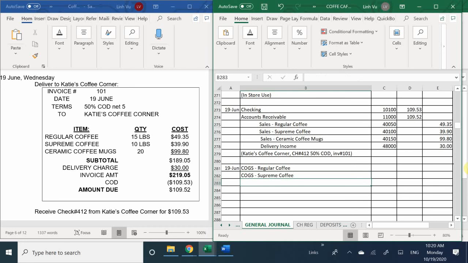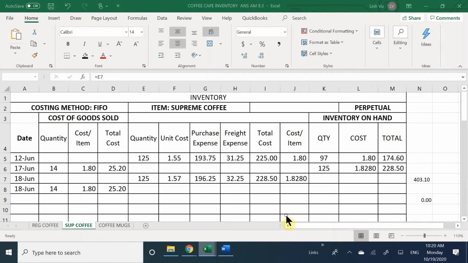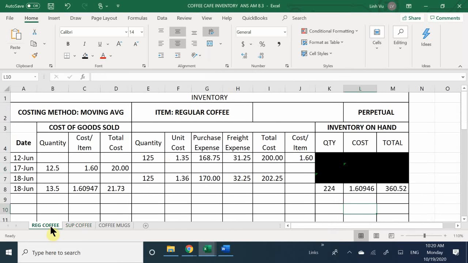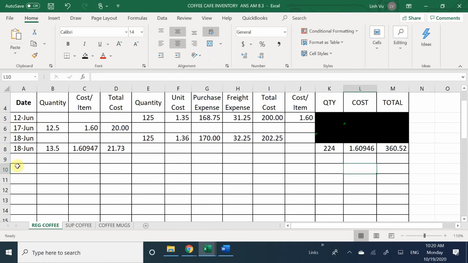Okay. So with that being said, we need to go ahead and calculate how much we sold. Now, given the scenario here, we know how much we sold, right? We know that we got rid of 15 pounds, and we know right here we got rid of 10 pounds for Supreme. So we're going to go to our inventory worksheet. Okay, go to regular coffee, and let's go ahead and solve for the items that I sold.